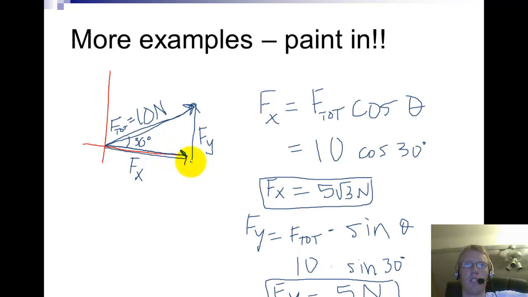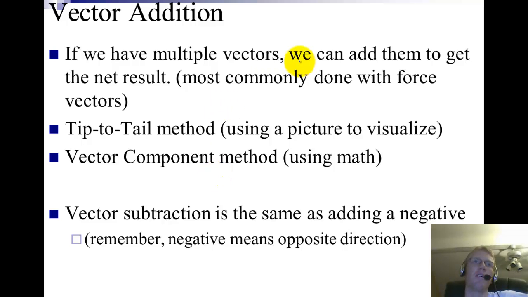That's the word that's often used: resolve it into its components, or break it into its components, which are along the x and y axis here. And anytime you have something at an angle, this is what you're going to want to do. The reason is that once you have the x components, you can compare all the x components to each other and look at F net just in the x direction to figure out the motion side to side. And you can look at F net in the y direction to figure out the motion up and down. So it's really helpful.